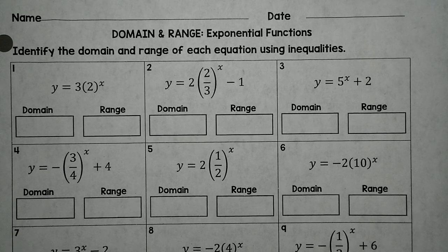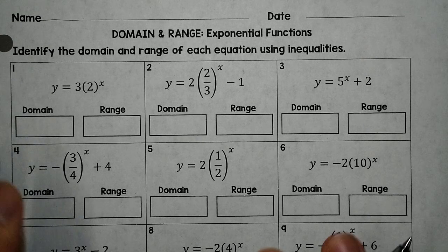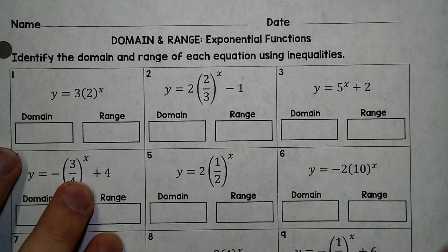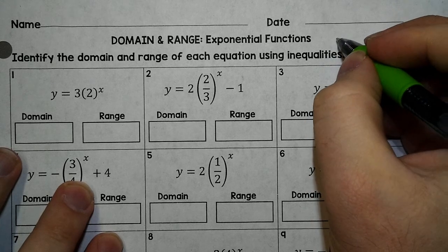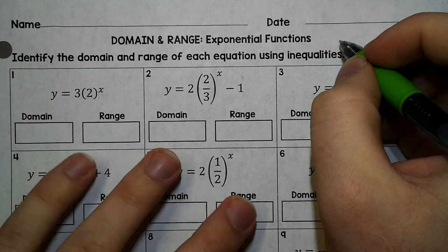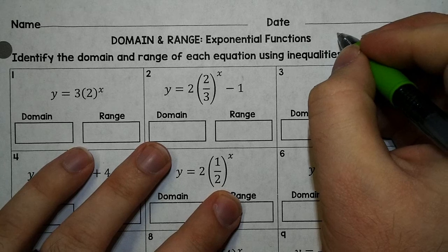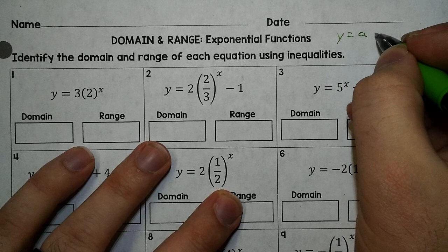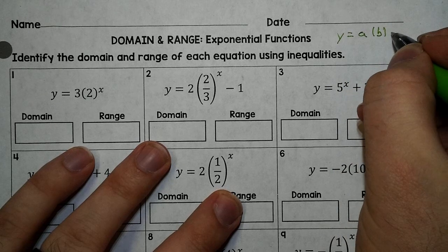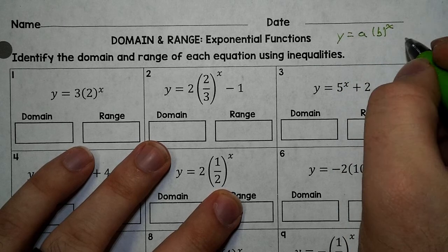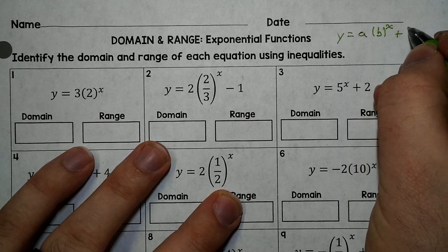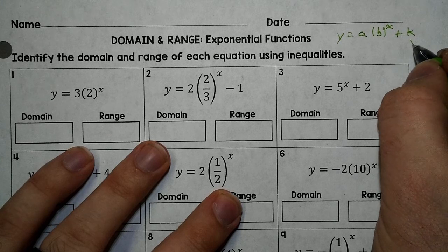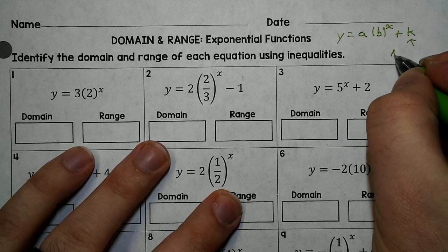Morning class. Today's video we're going to do a little bit more with domain and range of exponentials. However, we're going to add in the asymptote. So in our formula it'll say y equals a(b^x). This time we're going to have plus the k value. Now, the k value for exponentials is going to be our asymptote.